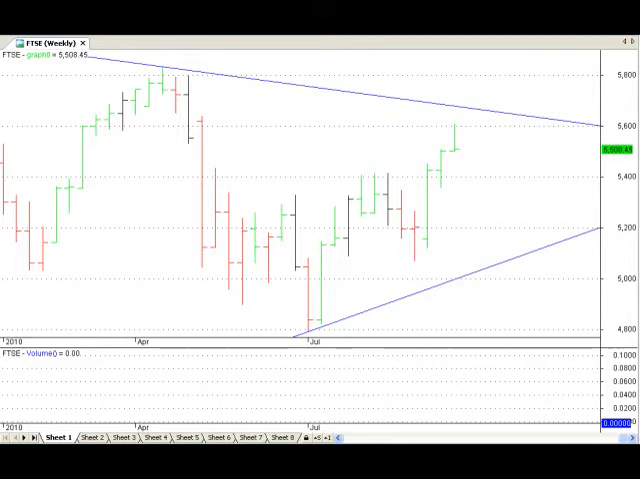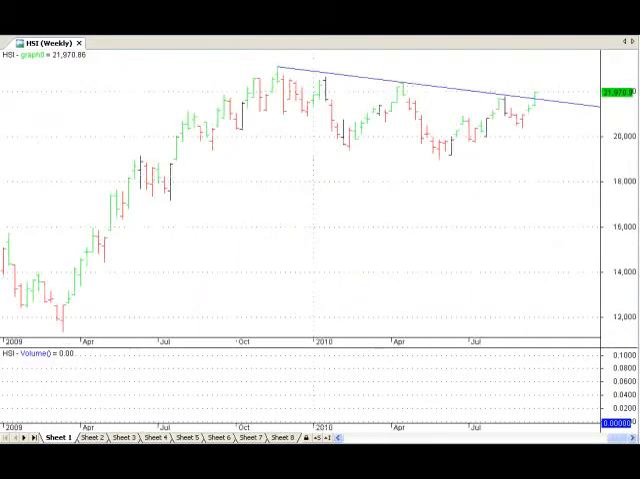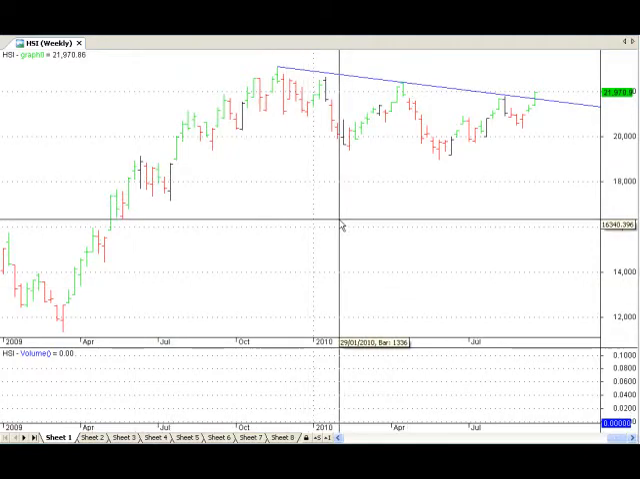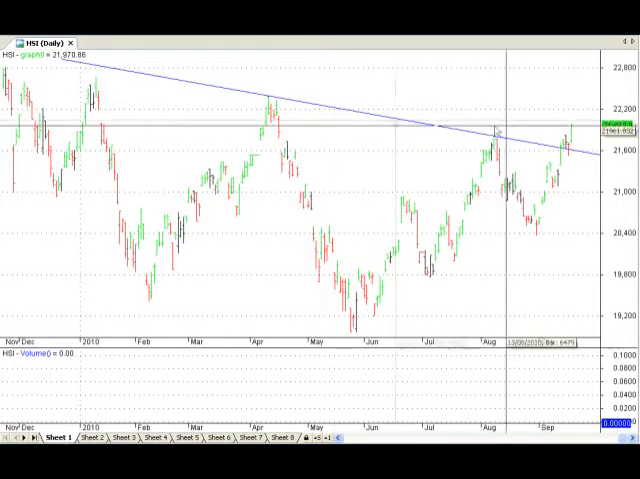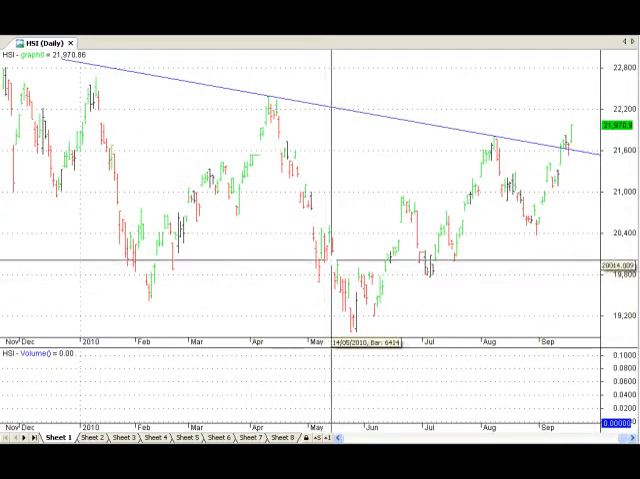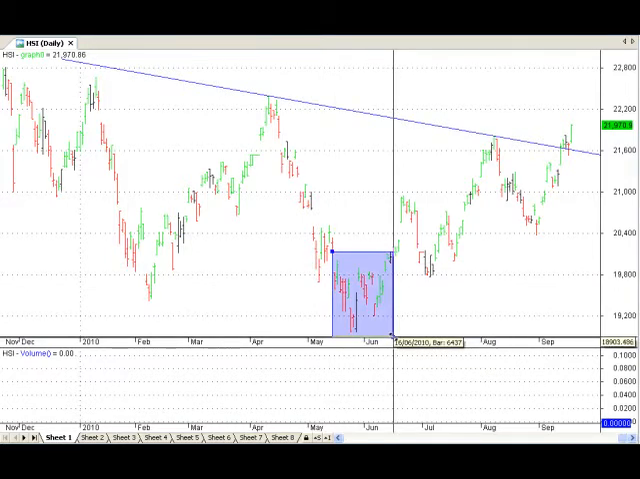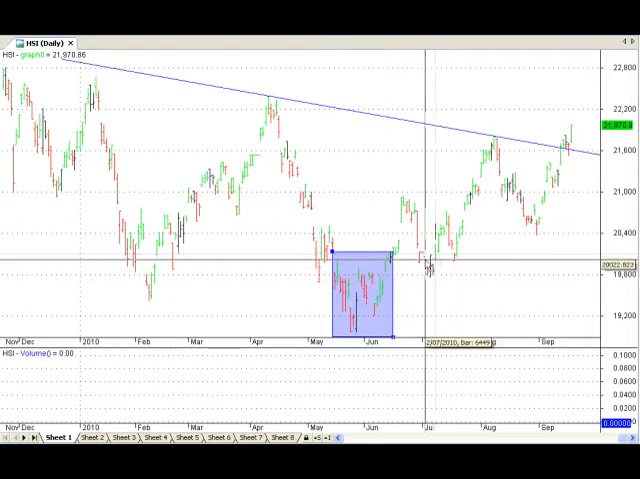Last one is the Hang Seng, and the most exciting part about the Hang Seng, this is a weekly chart. I'll just turn it into a daily chart because that's even better, I think. What we had is we actually called this move way back in basically May or June 2010. So we called it pretty much at the bottom.